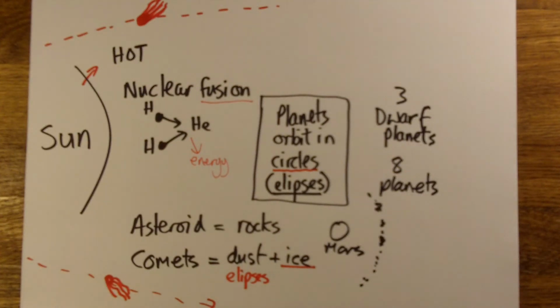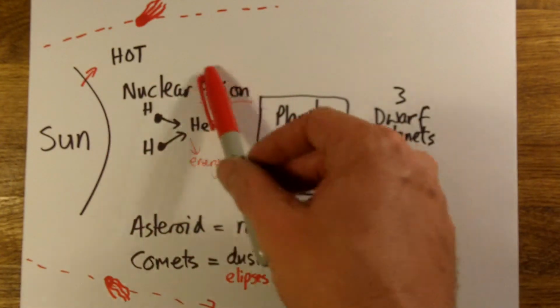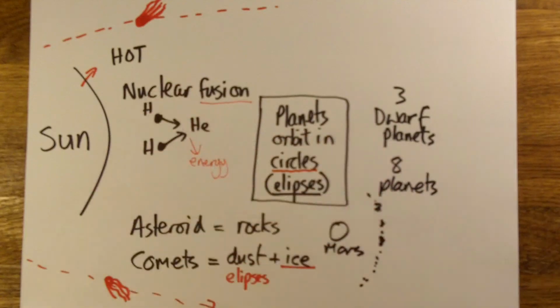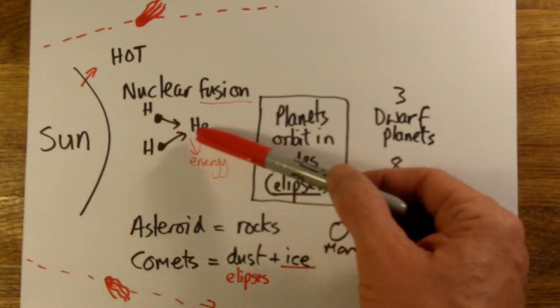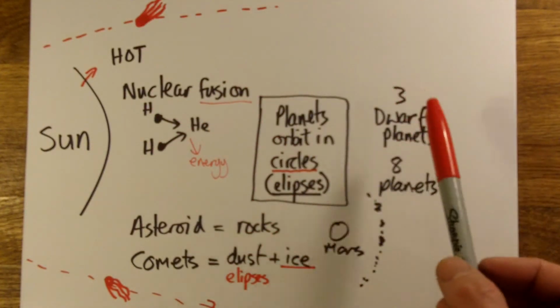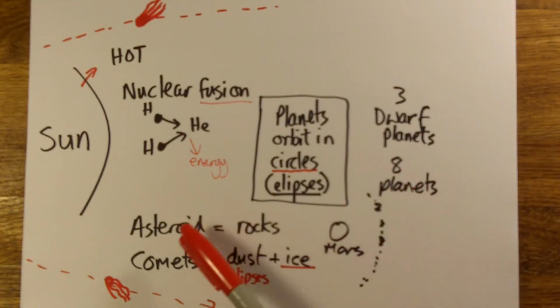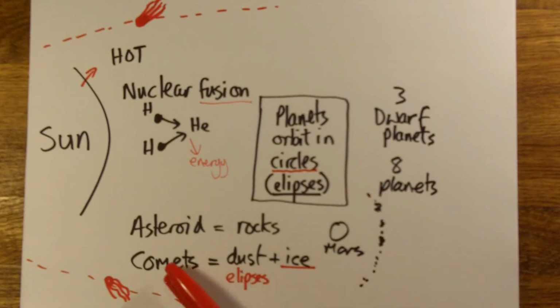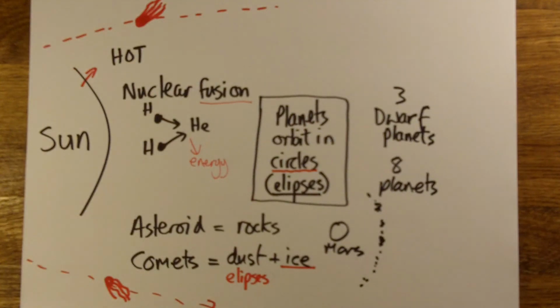Okay, so just to recap again. The sun is at the centre of our solar system, containing almost all the mass. The reason it's so hot is because of the process of nuclear fusion. Nuclear fusion is the joining of two small nuclei to form a larger one, in this case hydrogen forming helium. We have 3 dwarf planets, we have 8 regular planets, we have asteroids orbiting just outside Mars, we have comets which come into and go out of the solar system at regular intervals.